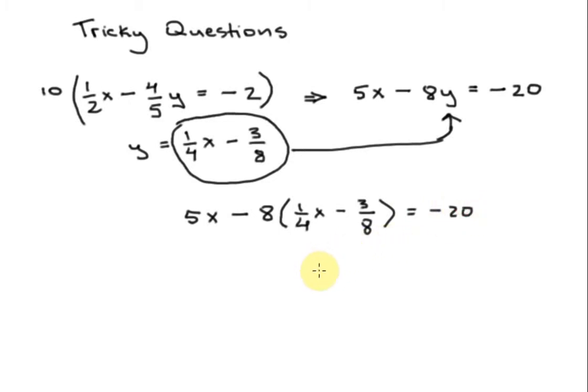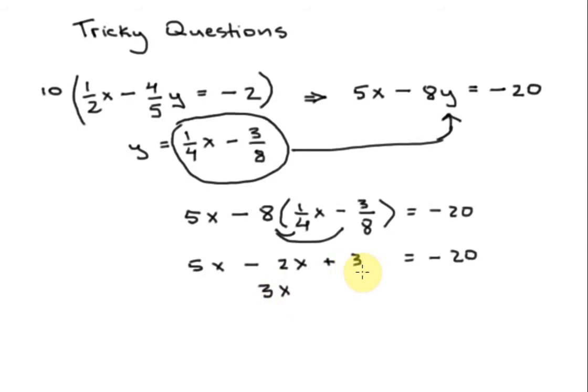Okay, so now I'm going to go ahead and solve this equation. Let's get rid of the brackets here. We're going to expand this out and see what we get. So 5x minus, now this would be 8 divided by 4, so that's going to be 2x. And -8 times minus becomes positive. The 8 on the bottom cancels with the 8, so I've got a 3 equals -20. So that's going to give me 5x minus 2x is 3x.